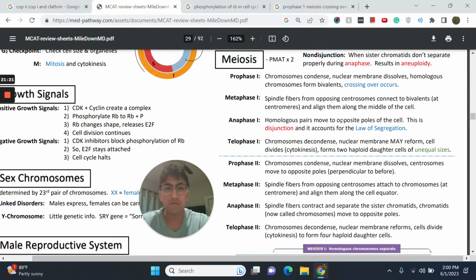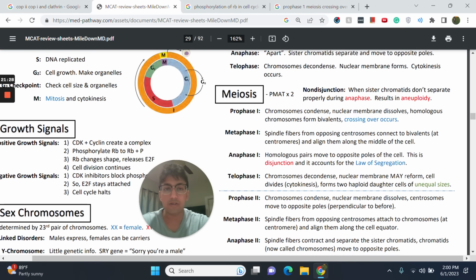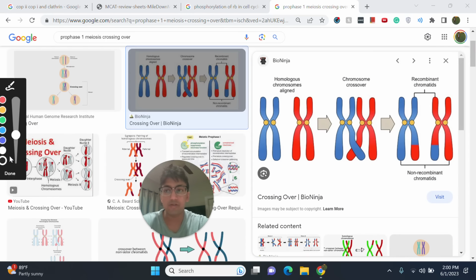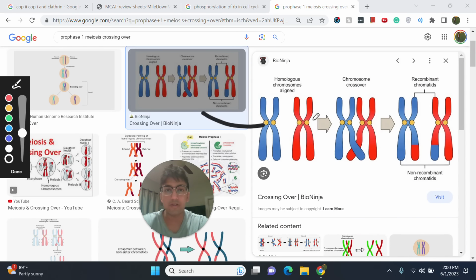The next thing is anaphase 1, which is where we're splitting those apart. And then finally we have telophase 1, which is exactly what telophase was here, where the chromosomes are decondensing, the nuclear membrane is reforming, sometimes it doesn't, cells are dividing, cytokinesis, and you have two haploid daughter cells of unequal sizes. Haploid daughter cells means that there's half the number of chromosomes that there used to be. The reason for that is because we're literally taking two chromosomes and putting one in one cell and another in another cell. So obviously the two daughter cells of meiosis 1 are going to be haploid, right?